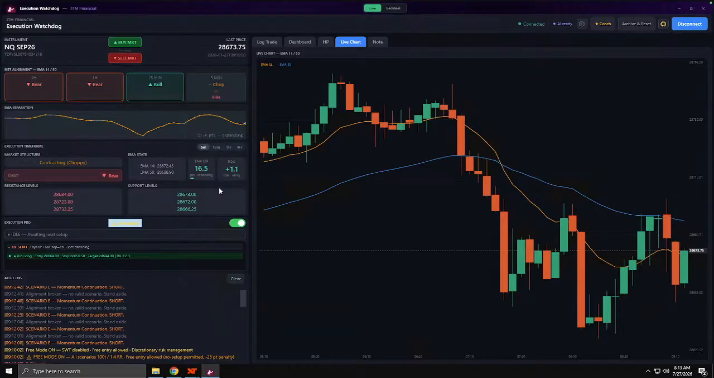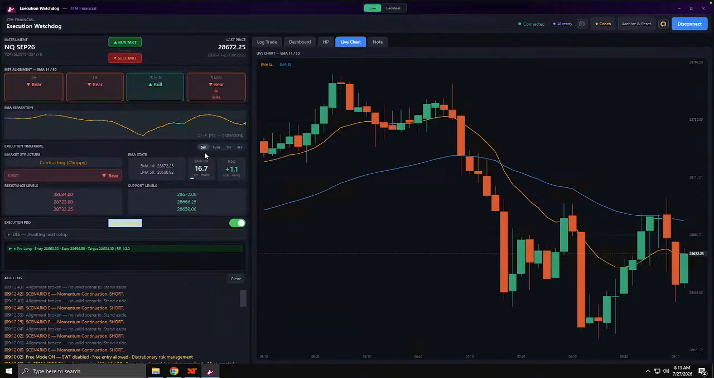So Execution Watchdog is purely a discretionary trade tool, and we want to keep it that way. The goal is to help traders be better traders. So that's that. And so I think today, like I said, we've got 15 minutes to the market open, so let's talk through what is going on in the market right now.